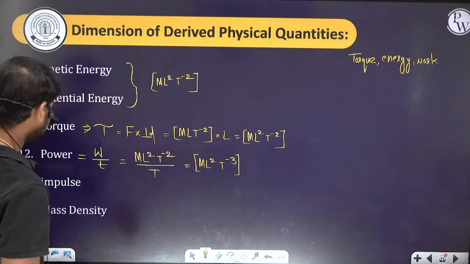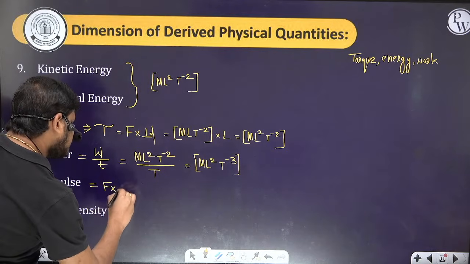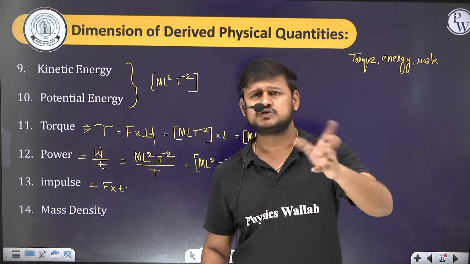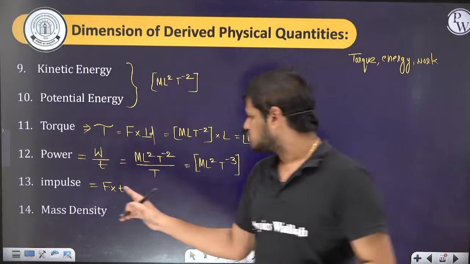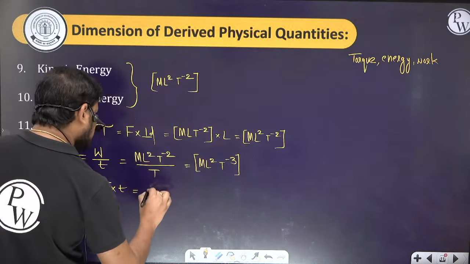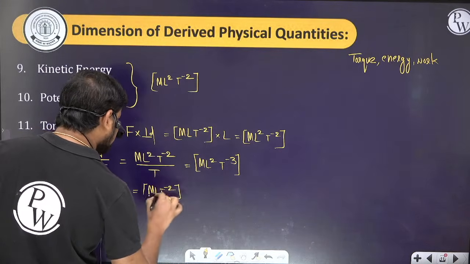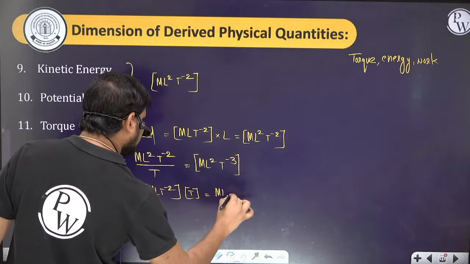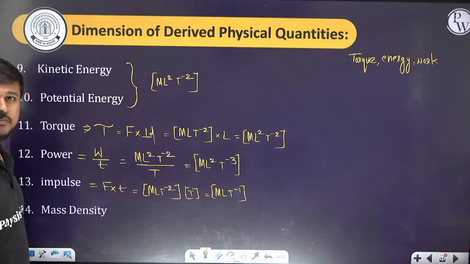Done? Chalo. So the impulse. Impulse is nothing but force into time. This term also might be new, but CBSE students, you already learned it in grade 9th, but the formula you did not learn, I guess. So force into time. Force formula you already know. What is the force? M L T to the power minus 2, into time T, which is equal to M L T to the power minus 1.